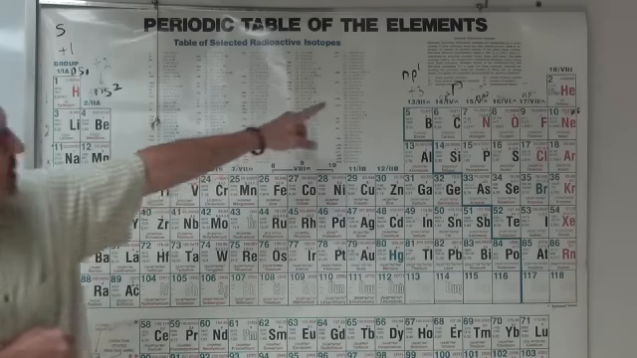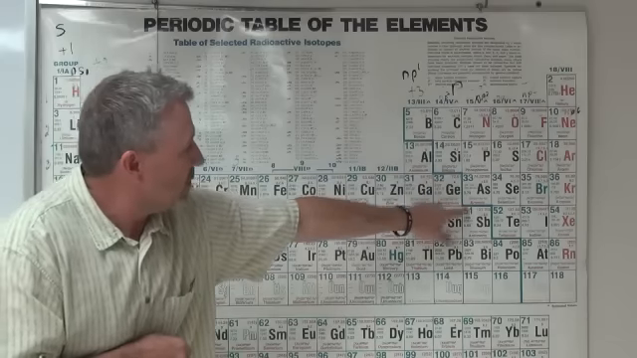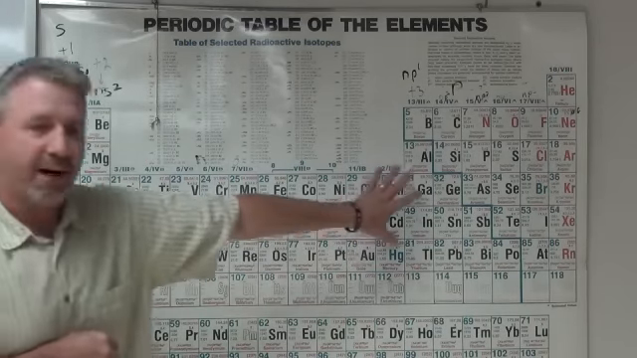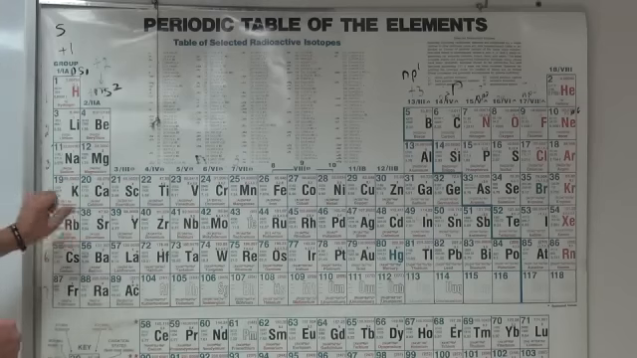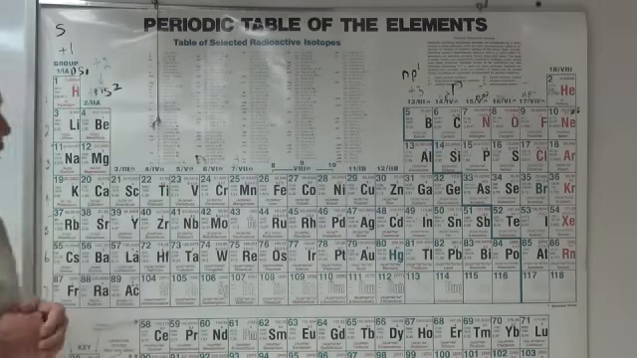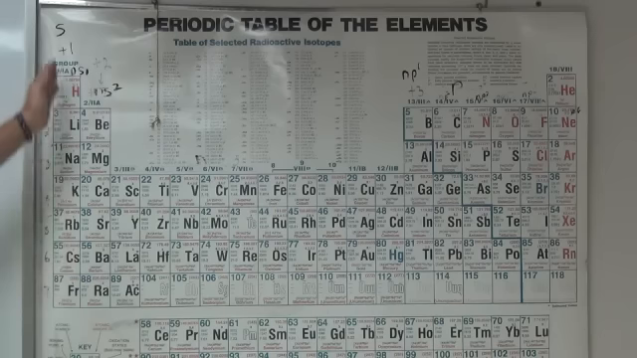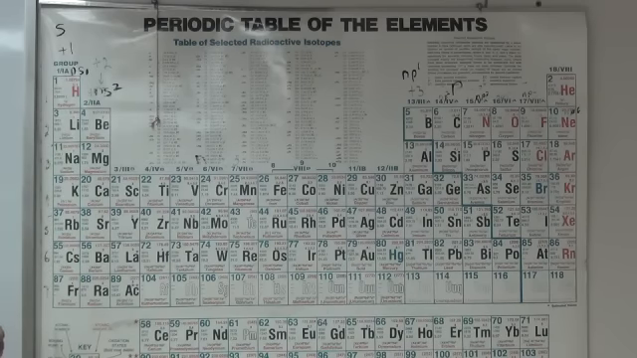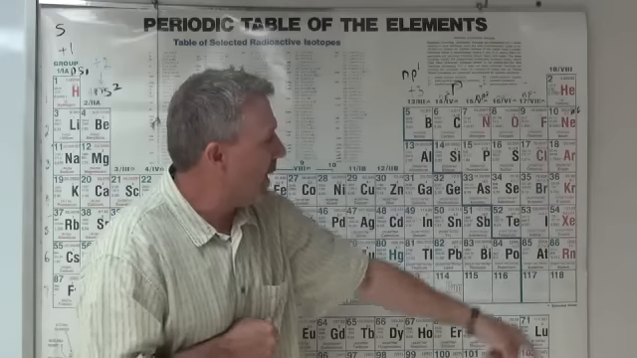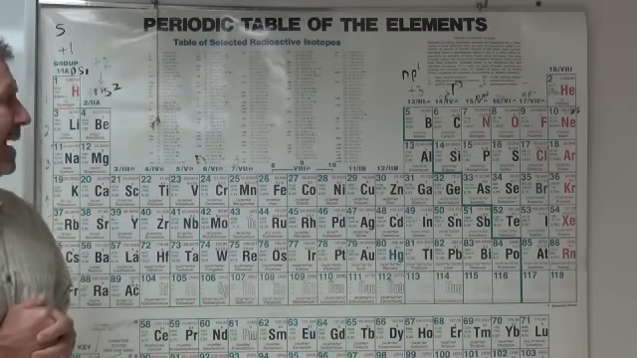Now, there is this dividing line that goes down every periodic table. And what that does is it divides the metals to the left side and the non-metals to the right side. And the most metallic elements are located over here in the far left of the periodic table. And on the far right, we have our noble gases.